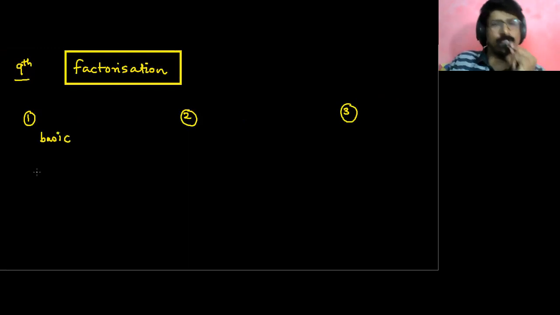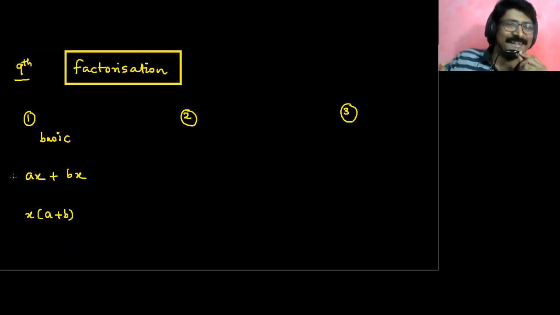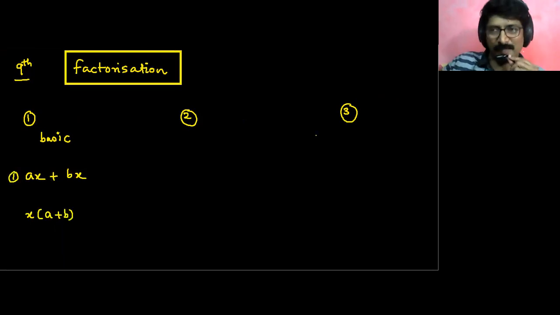basic factorizations. Like there would be ax plus bx. So you can take it out x common, and it will become a plus b. That's all. Done. You understood? Okay. I'll give one more example.